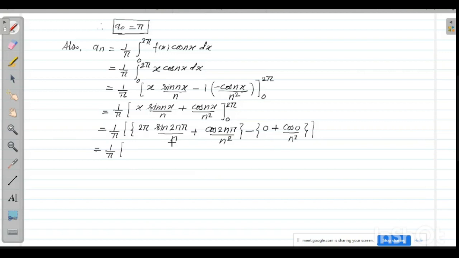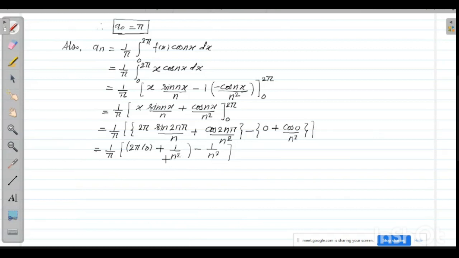Just simplify this here, cos 2n pi. We know very well that sine of a multiple of pi is always 0, so this is 2 pi and 0, and plus cos of a multiple of 2 pi is always 1, so this becomes 1 upon n square. And minus, this is 0 but cos 0 is 1, so we write here 1 upon n square.